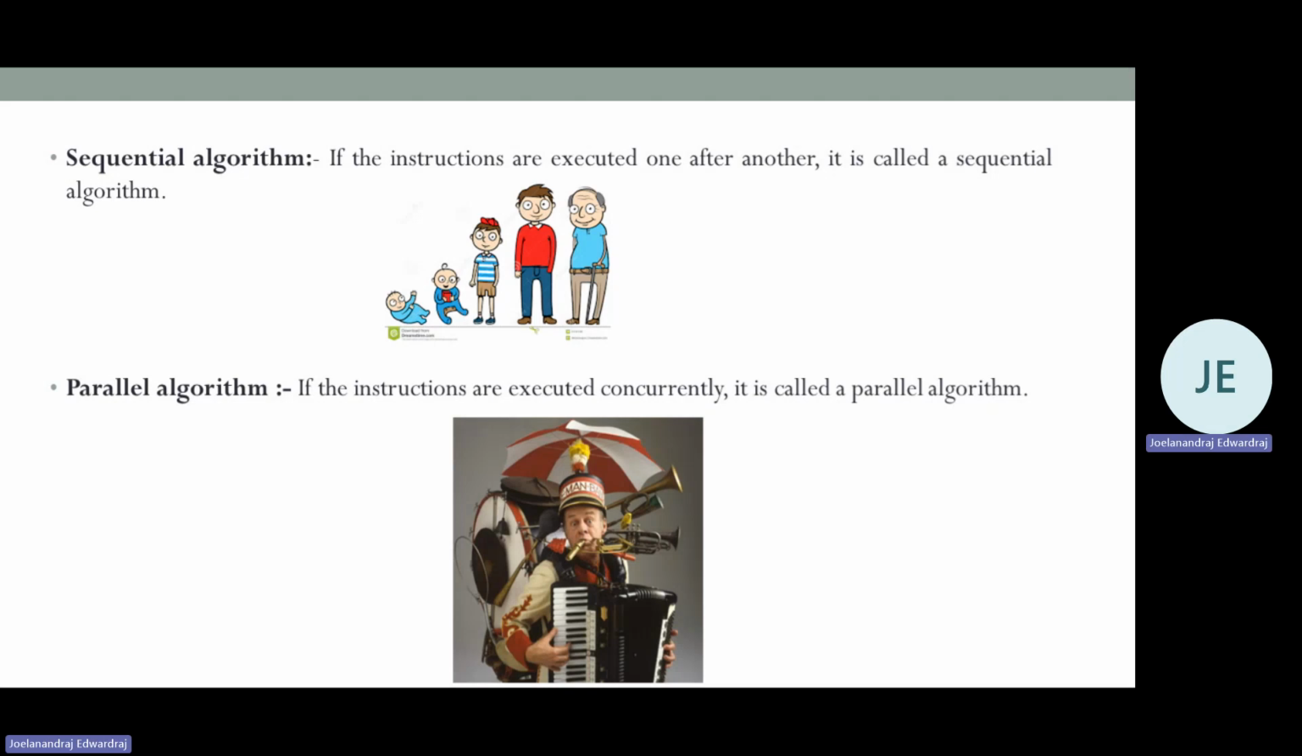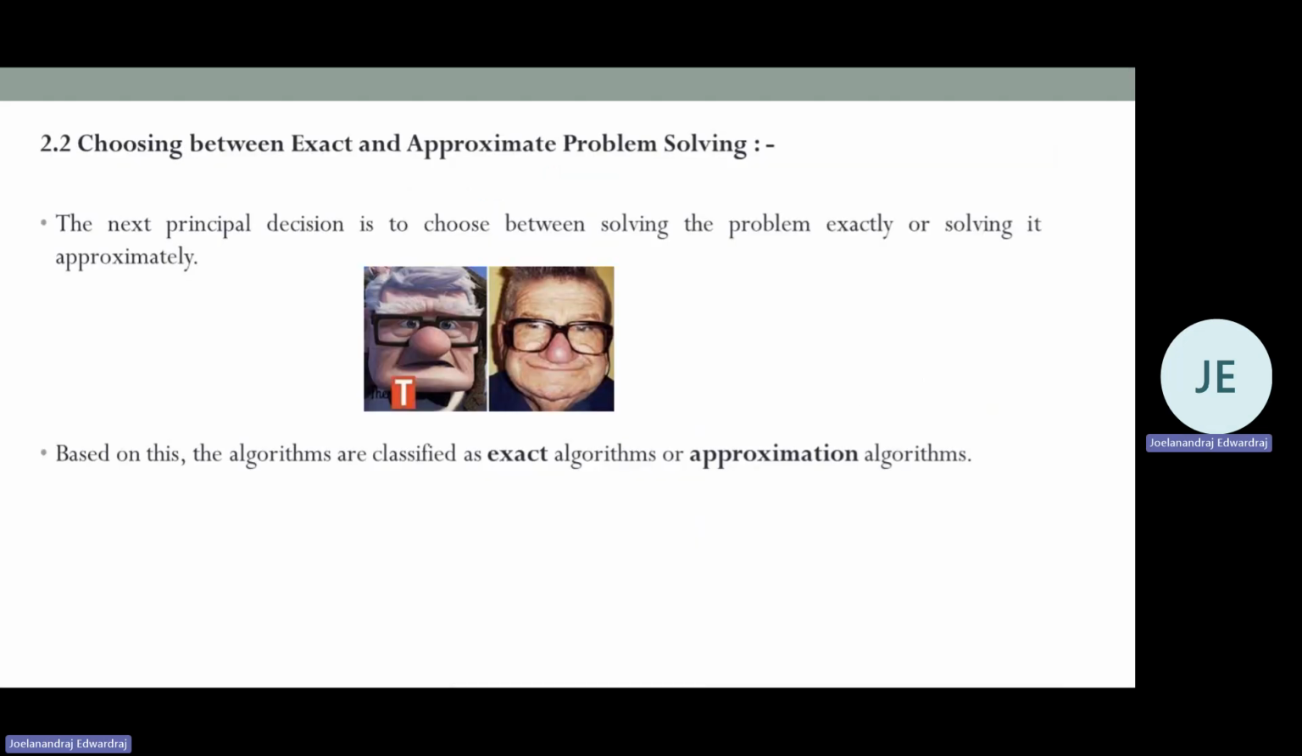Next, choosing between exact and approximate problem solving. Choosing between exact, what do you need? An exact solution or approximate solution? That you have to decide. So whether your algorithm is going to solve or give you an exact answer or an approximation.